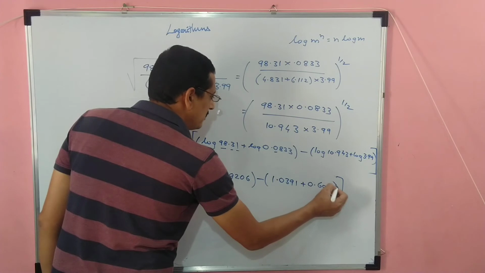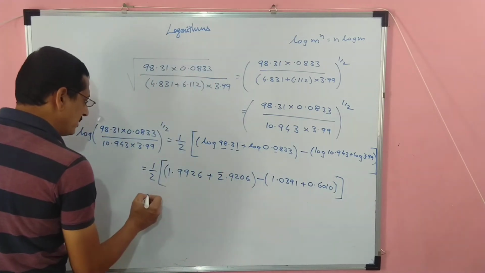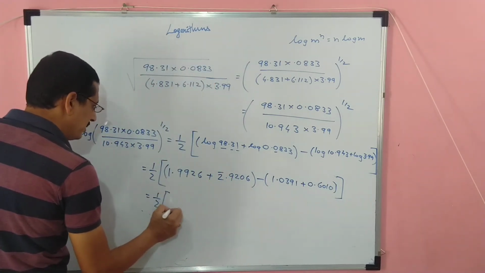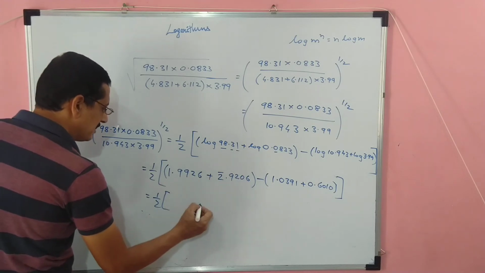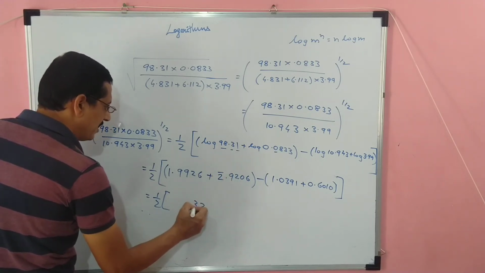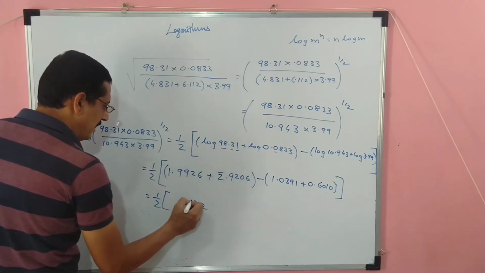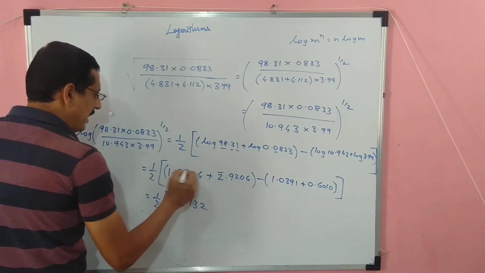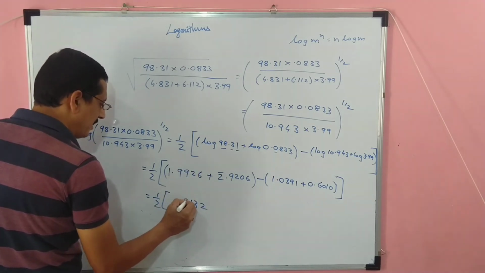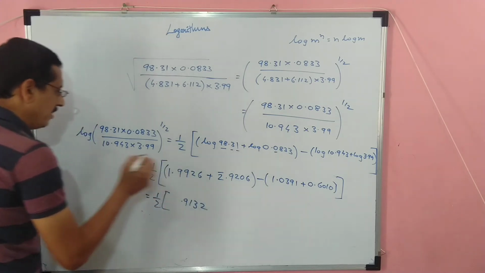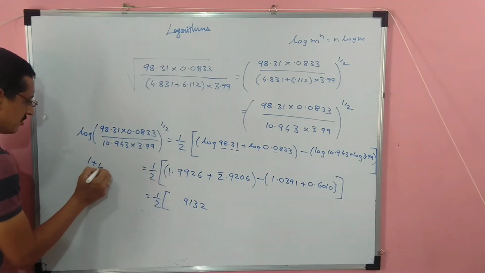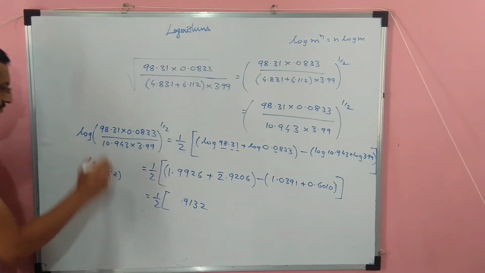Now I'll add these two values. I have to add this first. So it is nothing but 1 by 2 into bracket. 6 plus 6 is 12. 2 plus 1 becomes 3. 9, 10, 11. Then it is 9 plus 9, 18 plus 1, 19. So it is 1. Means what? It is 1 plus 1 plus of minus 2.